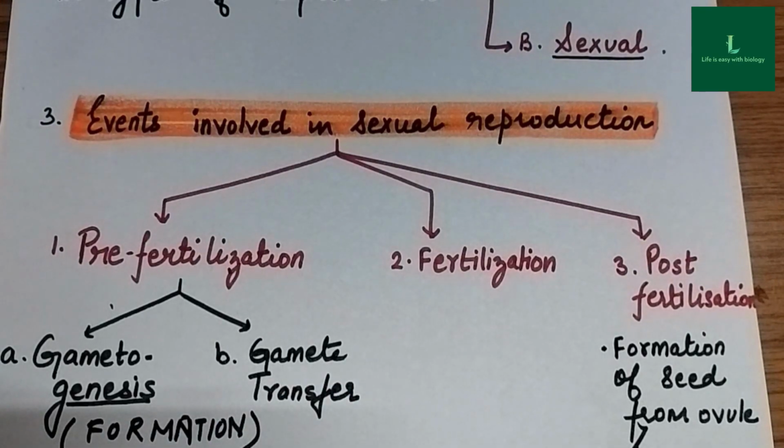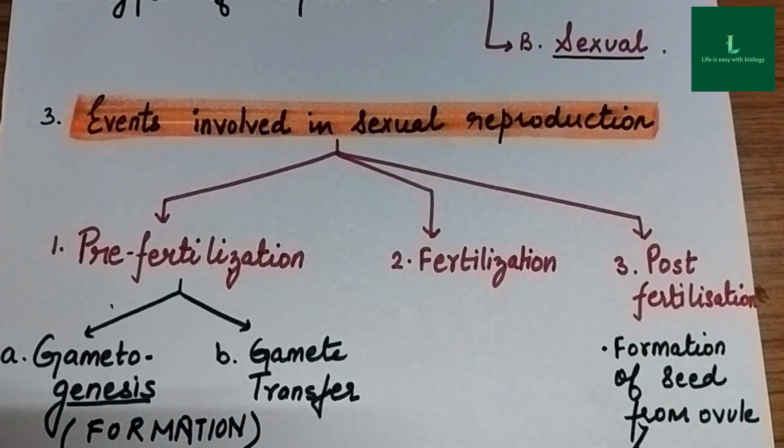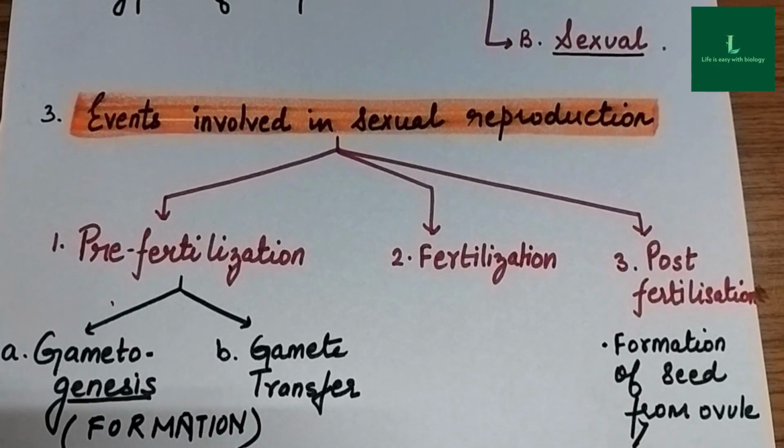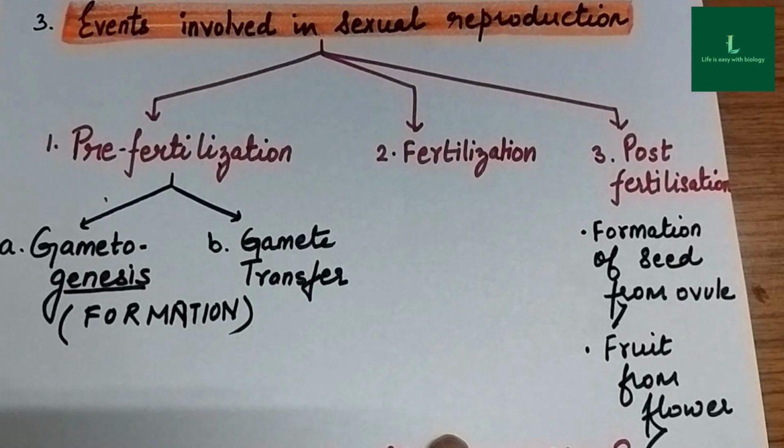Now in the gamete transfer, these two gametes that are formed will now meet. In case of flowering plants, gamete transfer takes place with the help of the process called pollination. Fine. We will study this, students. Do not worry. In the step of fertilization, I told you fusion of the gametes takes place. Male and female gametes fuse to form the zygote. Whereas in post-fertilization event, formation of seed from the ovule and fruit from the flower takes place.